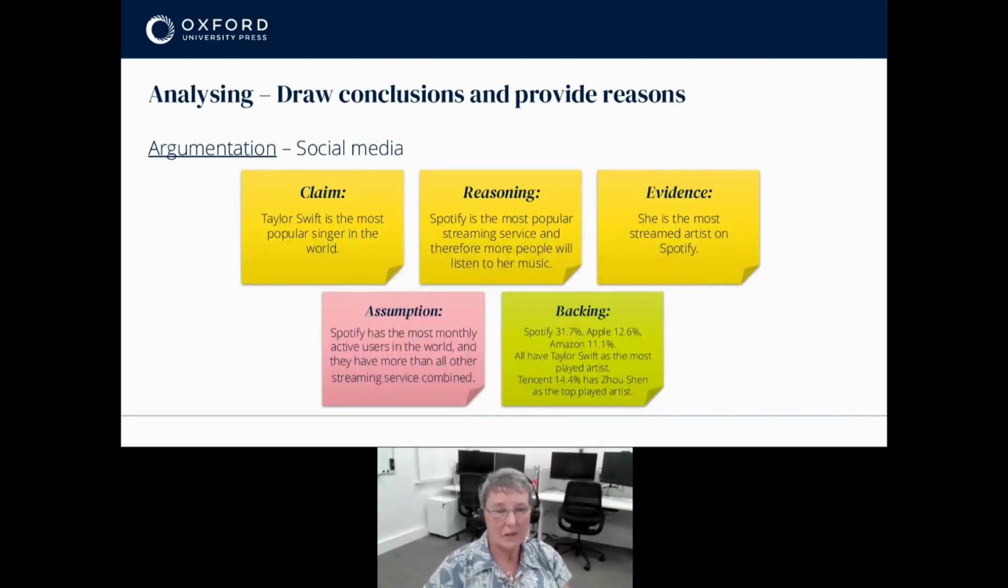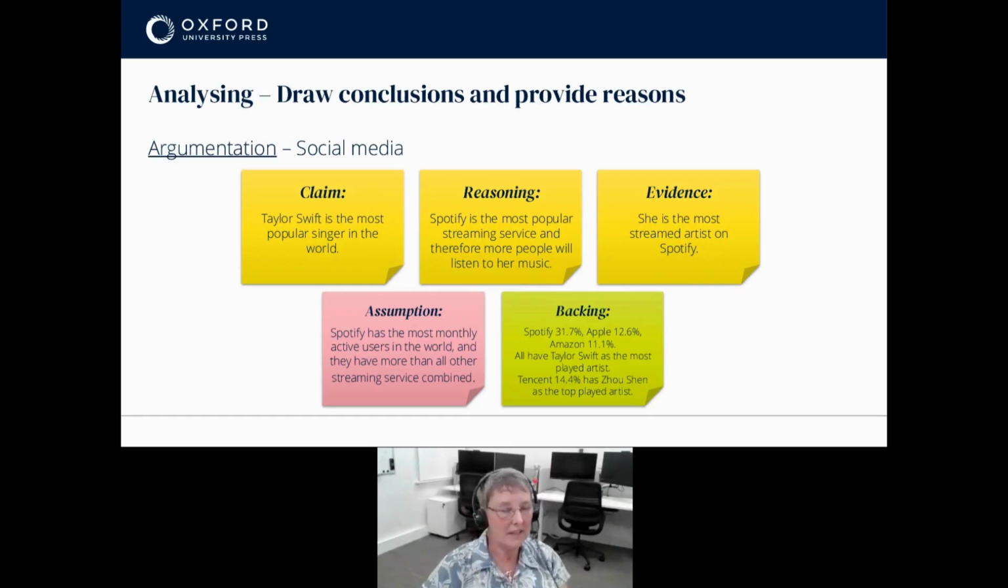So let's have a look at an example. So the claim is Taylor Swift is the most popular singer in the world. And the evidence is she's the most streamed artist on Spotify. So I tend to get them to write the claim and the evidence first, and then get them to write the reasoning. So they've now got to link Spotify to the most popular singer. And their reasoning is Spotify is the most popular streaming service, and therefore more people will listen to her music.